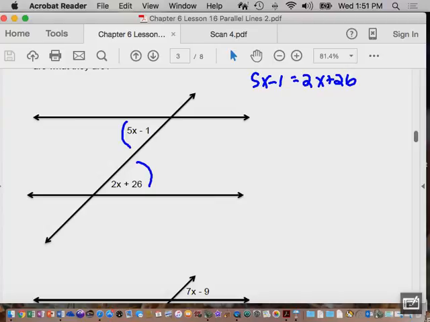So what about the other one? Well, if I asked you for them, I would get them, but now I change and I ask you for x. You gotta go all the way through and find x. In this problem, x works out to be 9. And just to show you that 9 works, 5 times 9 is 45, minus 1 is 44. And 2 times 9 is 18, plus 26 is 44. So the two angles work out to be the same size.